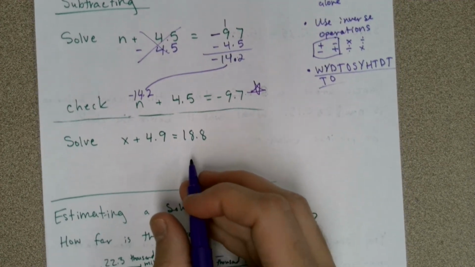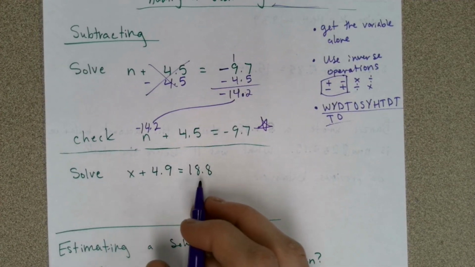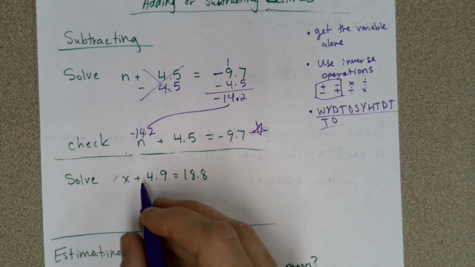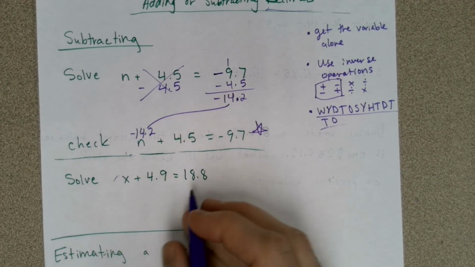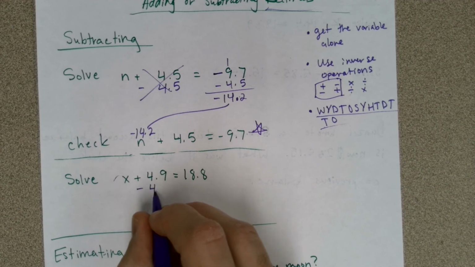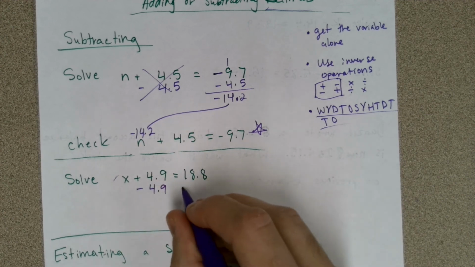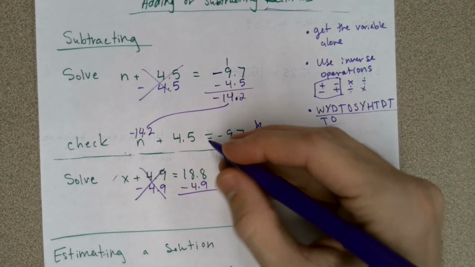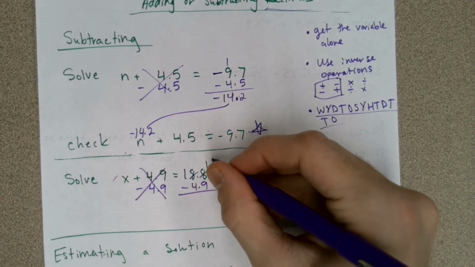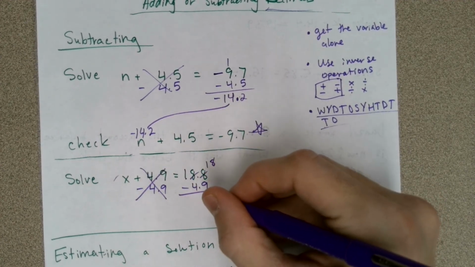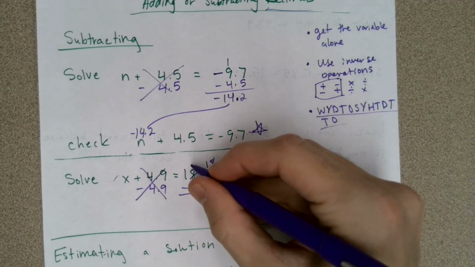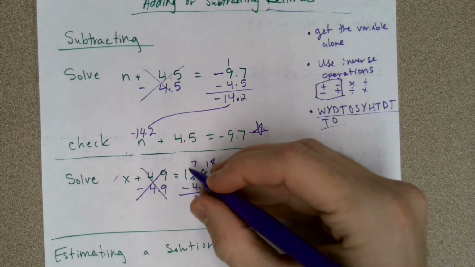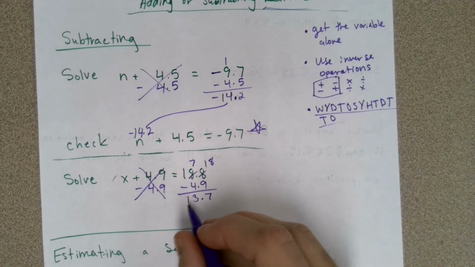Looking at the next one here, we have x plus 4.9 equals 18.8. We're trying to get that variable alone. We're going to use the inverse operation. Instead of adding 4.9, we're going to subtract 4.9. Whatever you do to one side, you have to do to the other. Keep that decimal in line. Carry this, make that 15. That becomes a 7. Becomes a 7. 3. Keep that decimal in line.